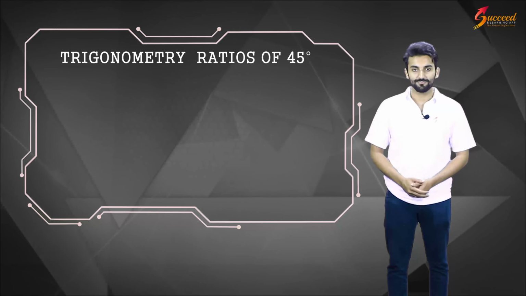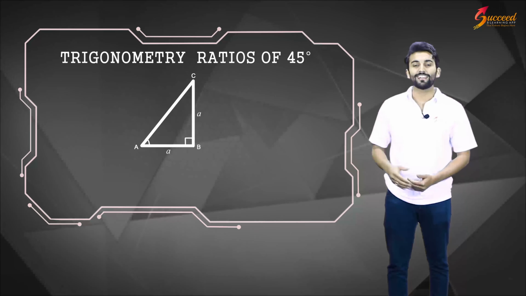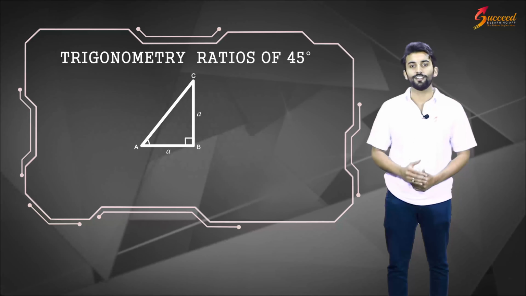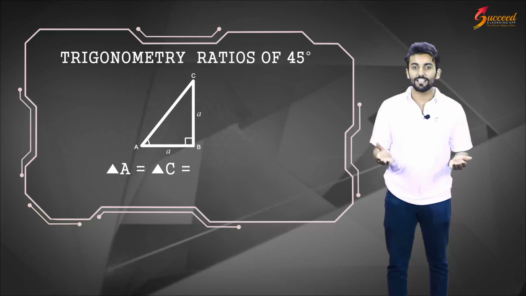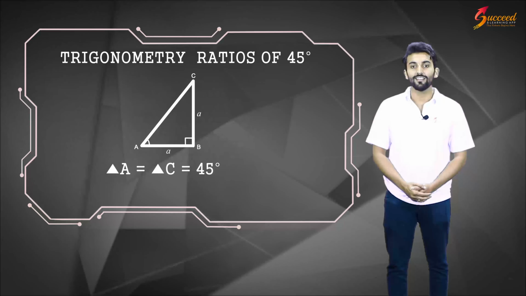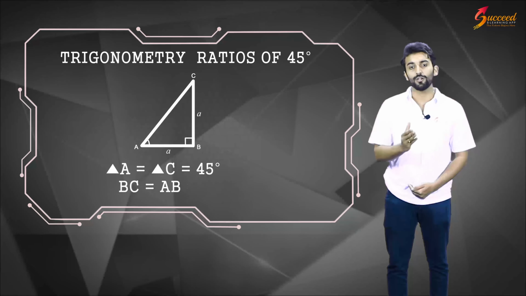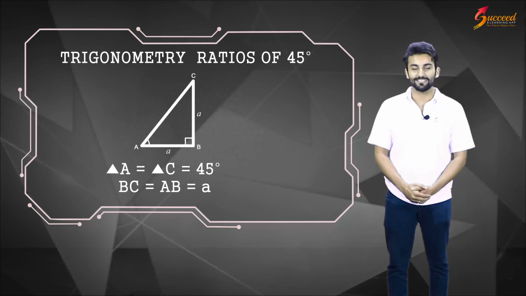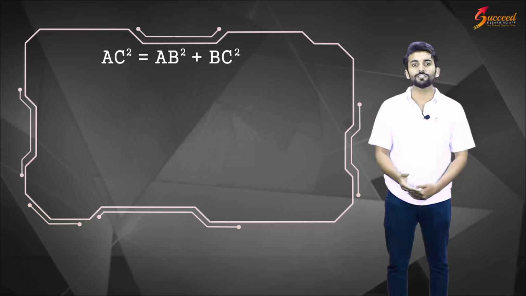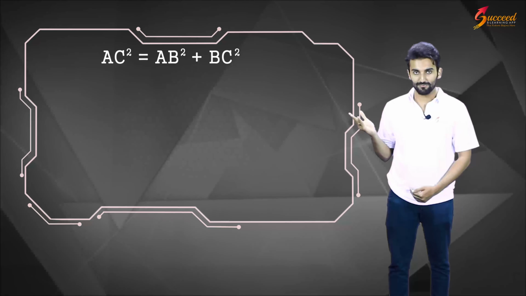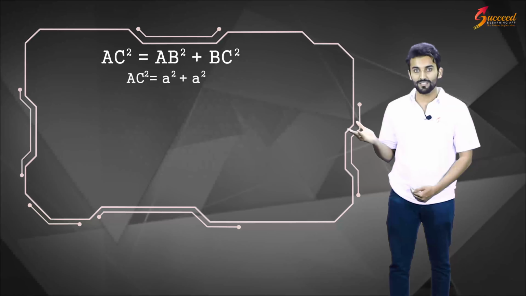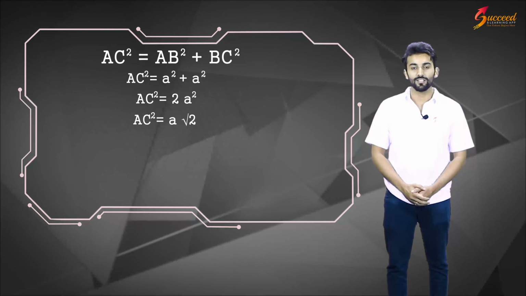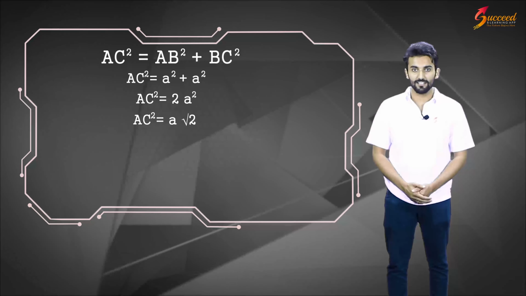Trigonometric ratio of 45 degree. In triangle ABC, right angle at B, if one angle is 45 degree, then the other angle is also 45 degree. Angle A is equal to angle C is equal to 45 degree. Hence, BC is equal to AB because of the isosceles triangle theorem. BC is equal to AB is equal to A. Then by Pythagoras theorem, AC square is equal to AB square plus BC square, AC square is equal to A square plus A square, AC square is equal to 2A square, AC is equal to A root 2. So, we got the value of AC as A root 2.